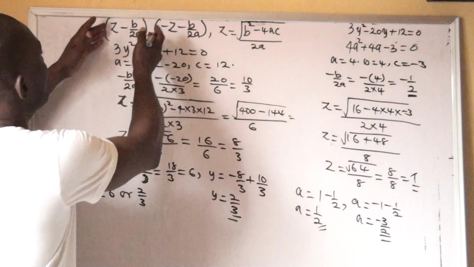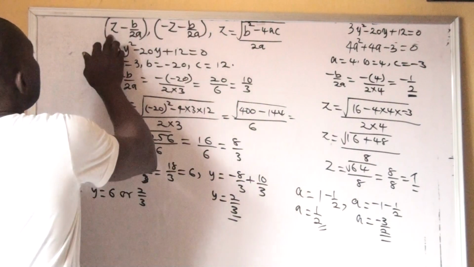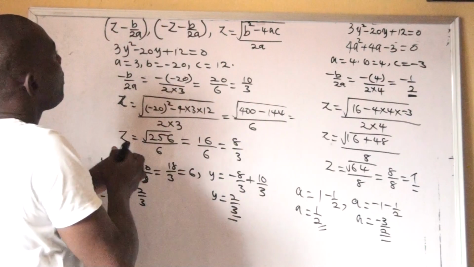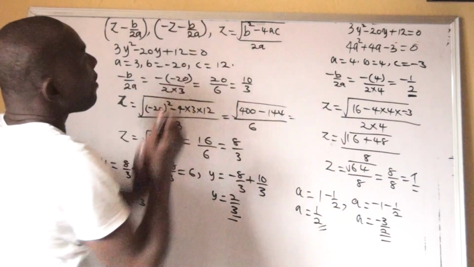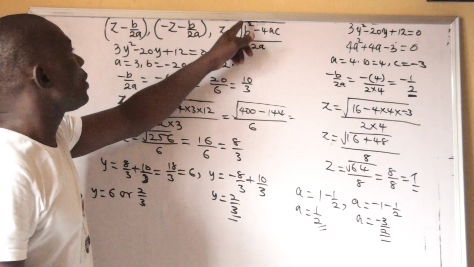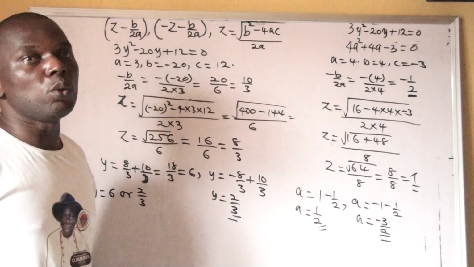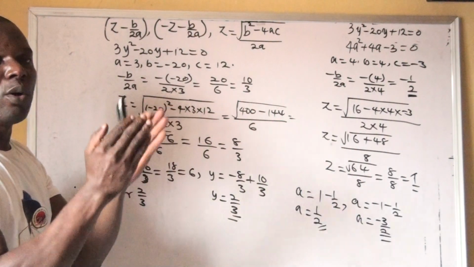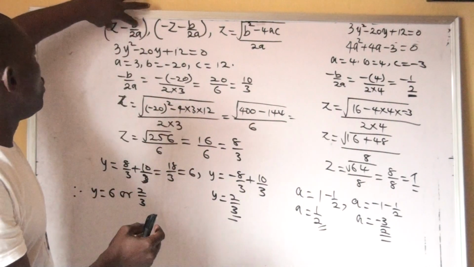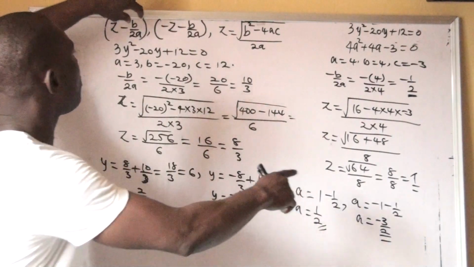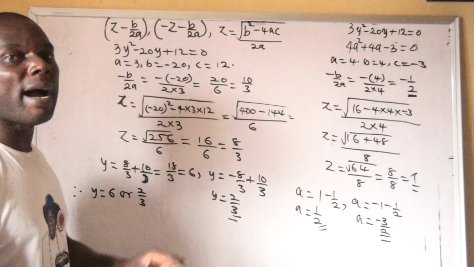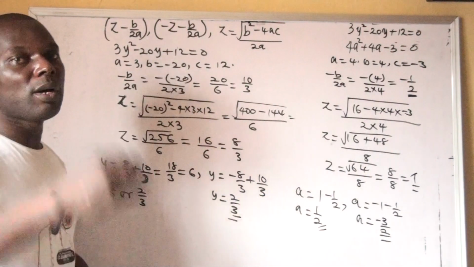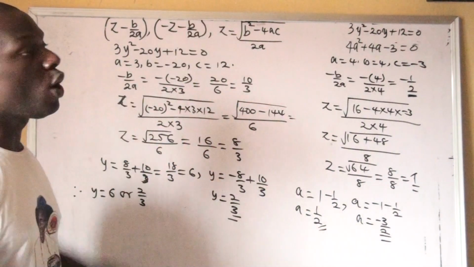All you need to do is, first of all, put the roots in this form: z minus b over 2a and minus z minus b over 2a. Then you know the formula for z: z is just the square root of b squared minus 4ac over 2a. Once you obtain the value of z, to get one of the roots you add z to minus b over 2a. Then to get the other root, you multiply z by minus 1 and add it to minus b over 2a. That gives you the roots of the equation.